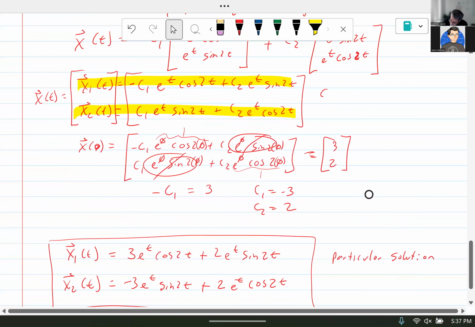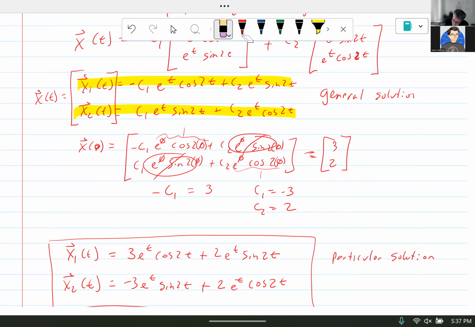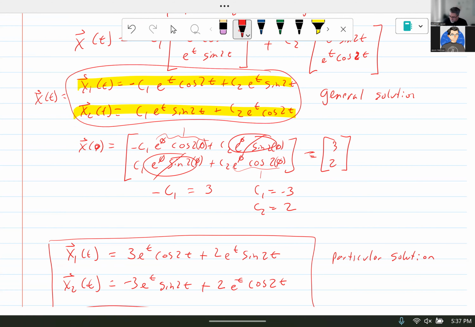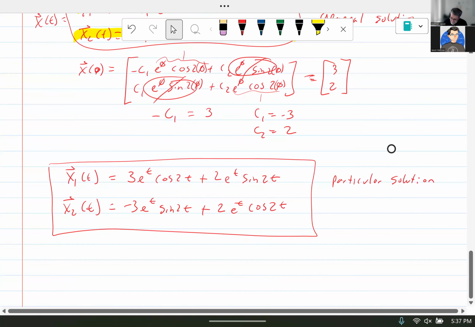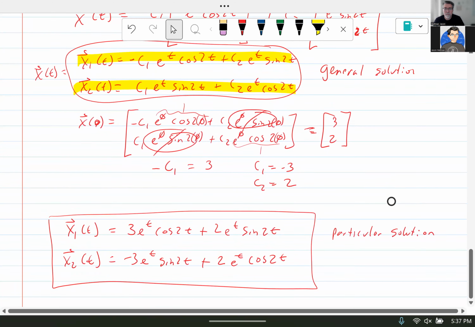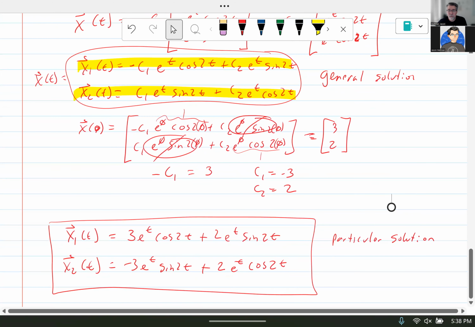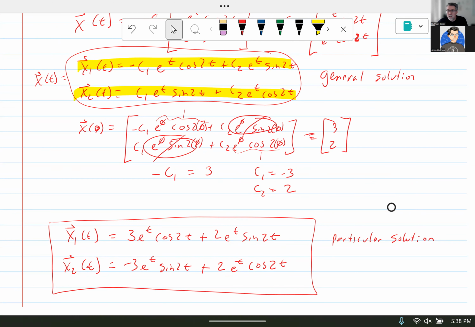Whereas the expression up here is my general solution. We could get rid of the matrix bars. So we have a general solution and we have a particular solution. Looks pretty nice. Okay, let's stop there, and I'll see you in the next section.